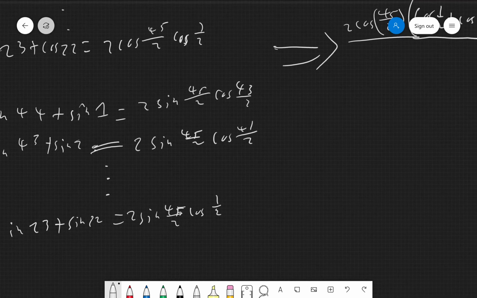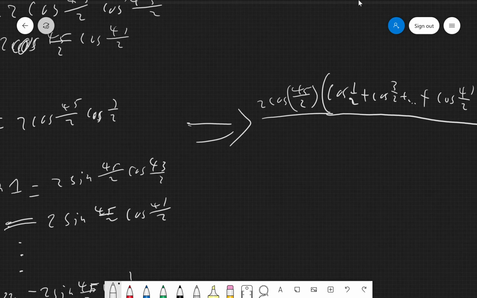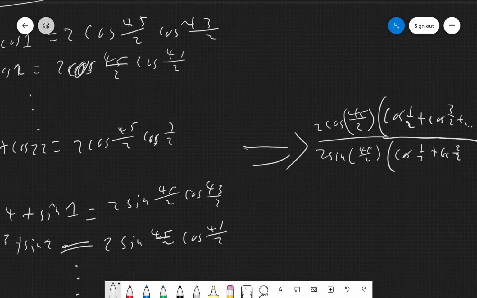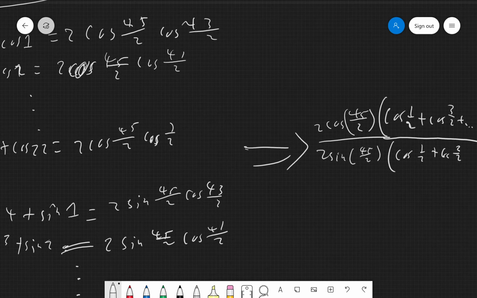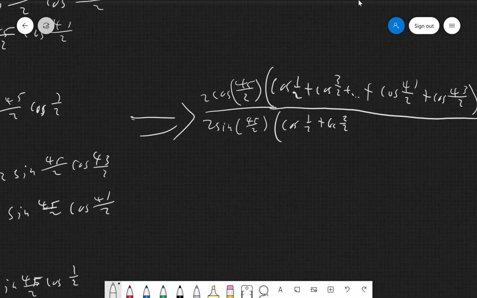So now we add them all up and factor out 2 sine of 45 over 2, times cosine of 1 half plus cosine of 3 halves, and so on. Notice that in the first, with the cosines, we went 43 over 2, 41 over 2, down to 1 half, but when adding them, we went cosine of 1 half, plus cosine of 3 halves. With this, we're going from down to up, and same with the sines. Hey, what a coincidence. It's the exact same thing as the one we had above.